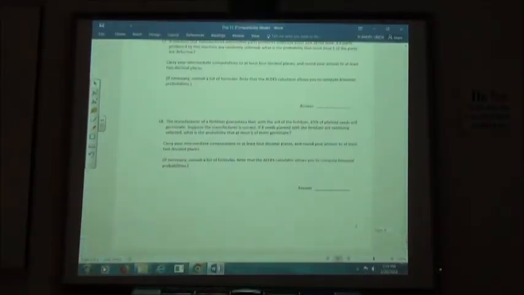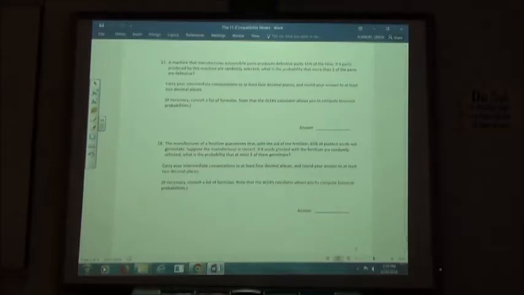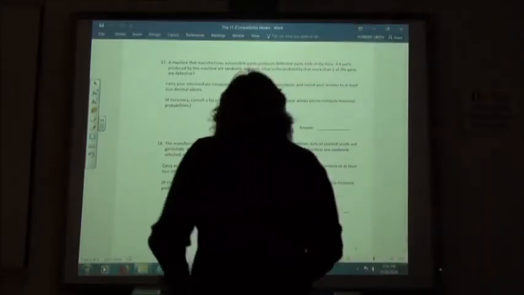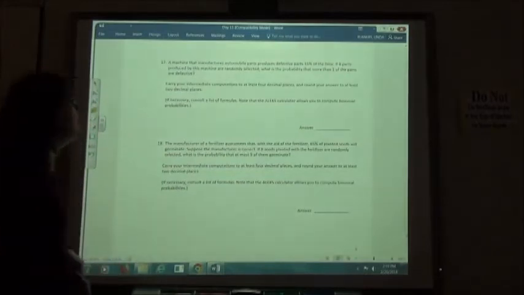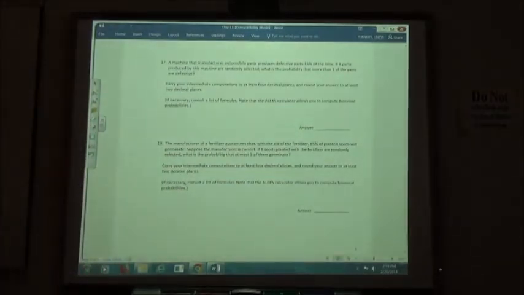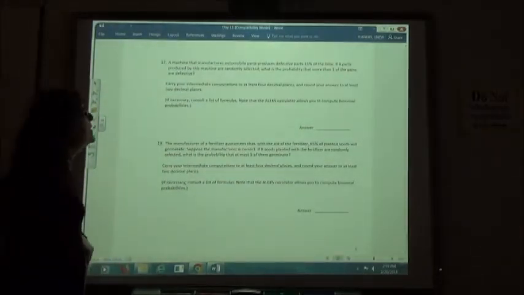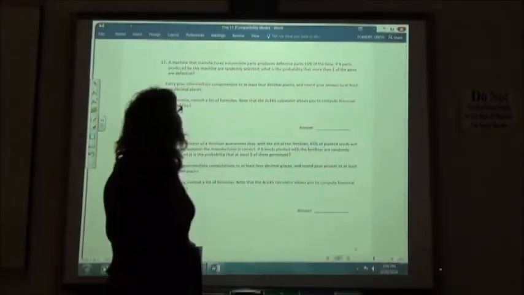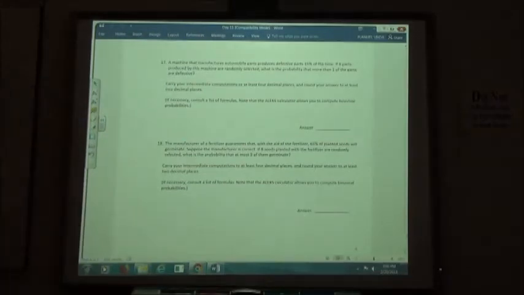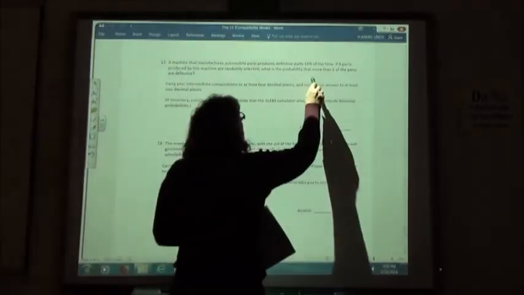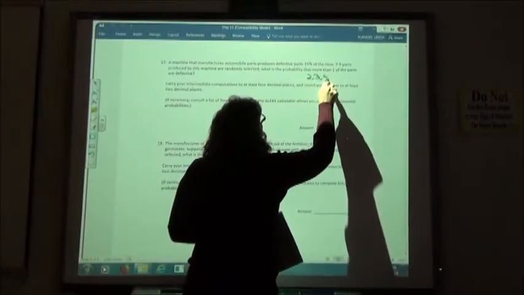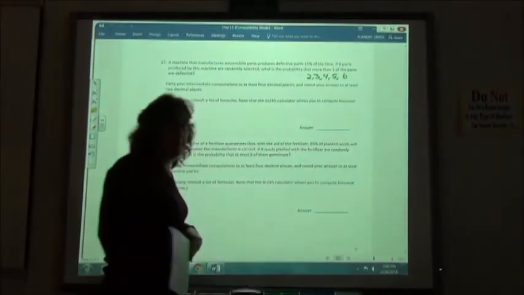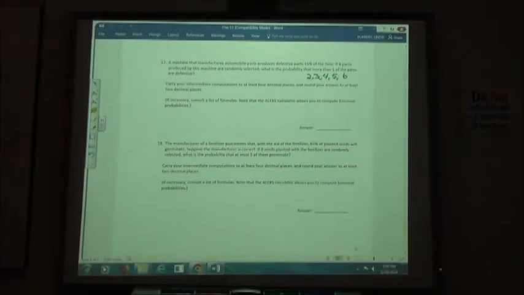So, number 17 here. It says, a machine that manufactures automobile parts produces defective parts 15% of the time. If 6 parts are produced by this machine or are randomly selected, what is the probability that more than one of the parts are defective? More than one. That means 2, 3, 4, 5, or 6. Now, I probably don't want to have to do 2, 3, 4, 5, 6 the long way, right? I could if I wanted to.